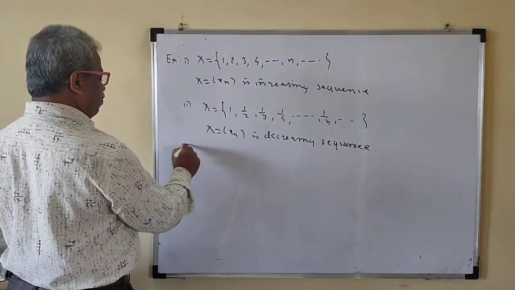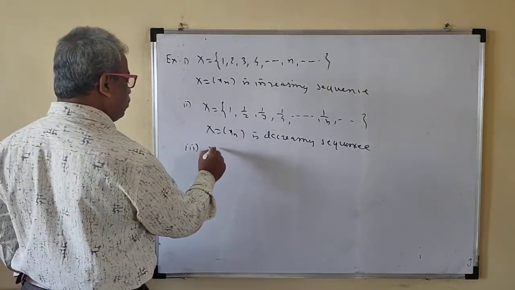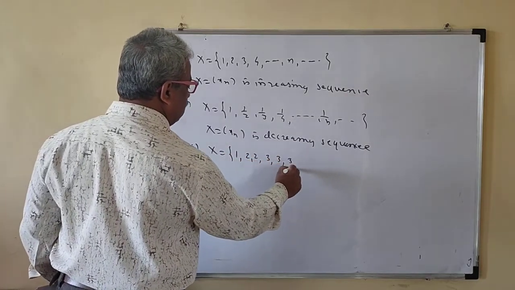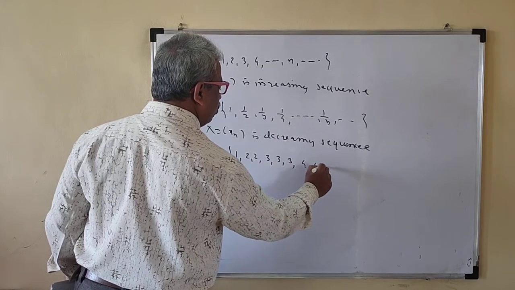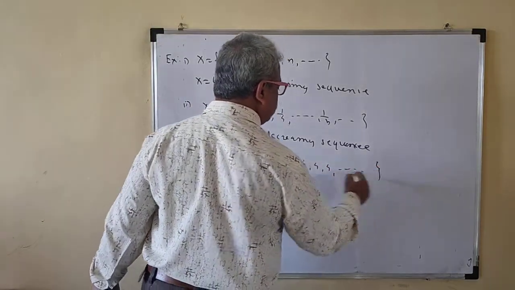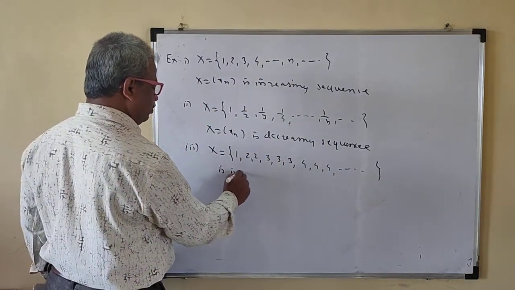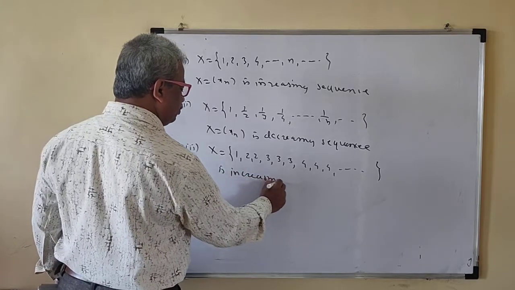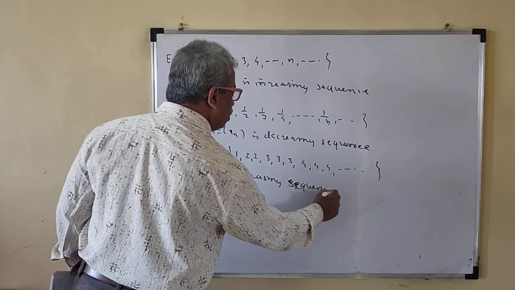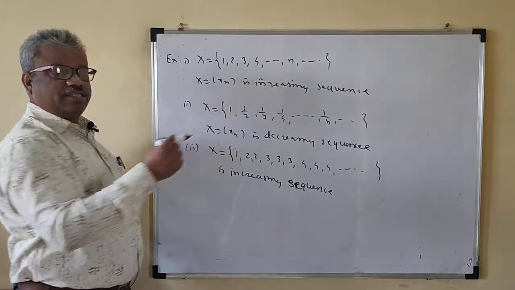Okay, now the third example we'll take. Third example is x equal to 1, 2, 2, 3, 3, 3, 4, 4, 4, suppose. What is this? Terms may be repeated. So it's an increasing sequence. This is not strictly increasing. The earlier one is strictly increasing, and this is strictly decreasing.